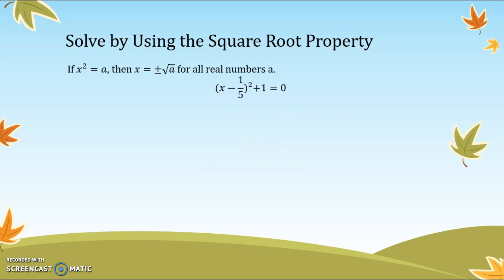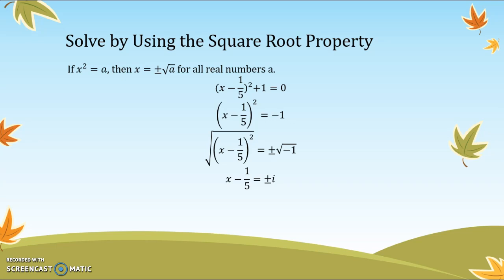Here I have x minus 1/5 squared plus 1 equals 0. Let's try to isolate and get that square by itself. So I'm going to subtract 1 from both sides, giving me x minus 1/5 squared equal to negative 1. Then I'll take the square root of both sides so that the square and the square root cancel on the left, and I have plus or minus the square root of negative 1 on the right. We also then have x minus 1/5 equals plus or minus i.